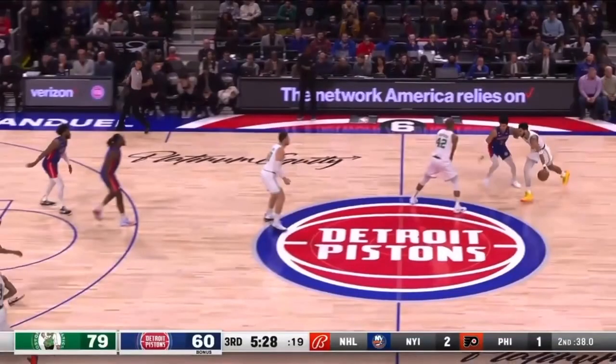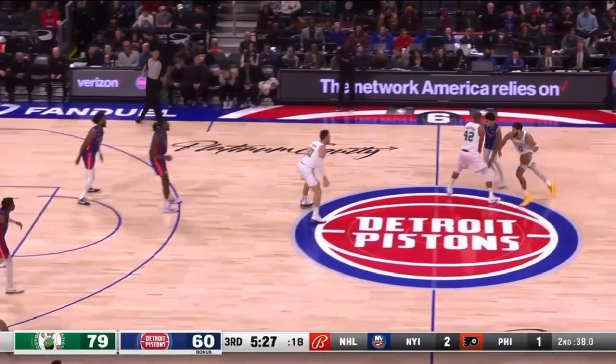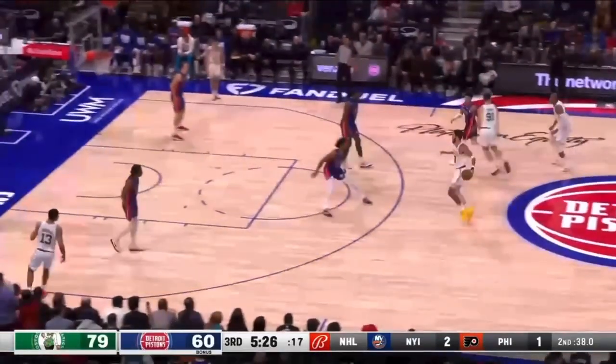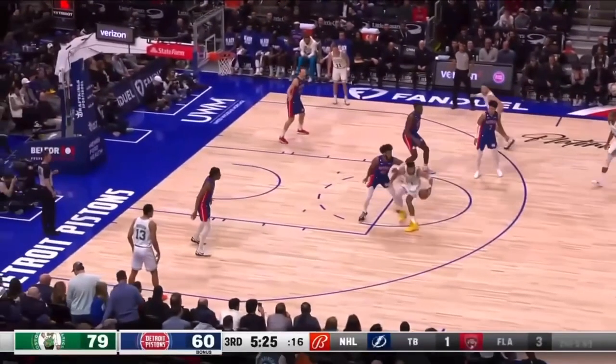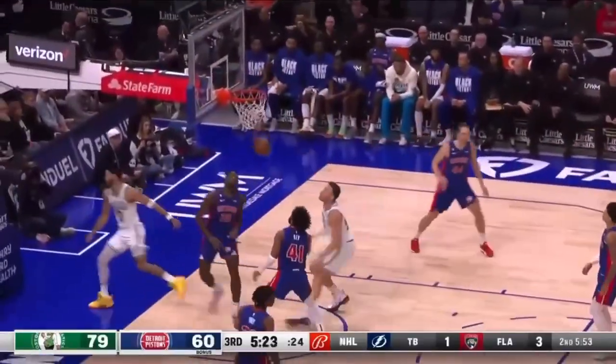Okay, if you're Killian Hayes and you're switching these screens, you need to sprint as you switch. I mean, look at Killian Hayes. This is way too lazy right here. Stop. So if he had sprinted, he's here. And again, now I can just get up and force Tatum here. There's no place to go. But the laziness.